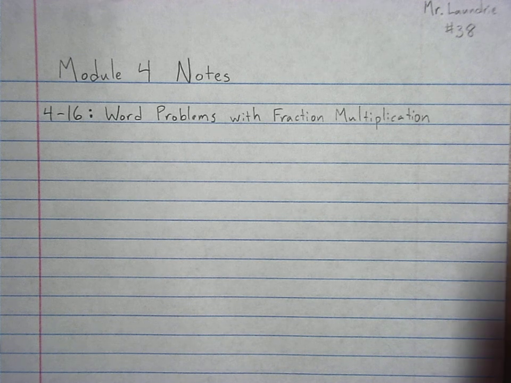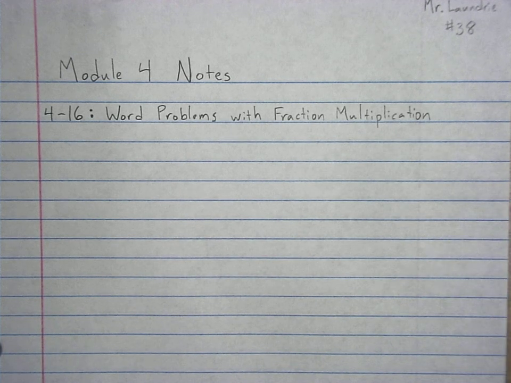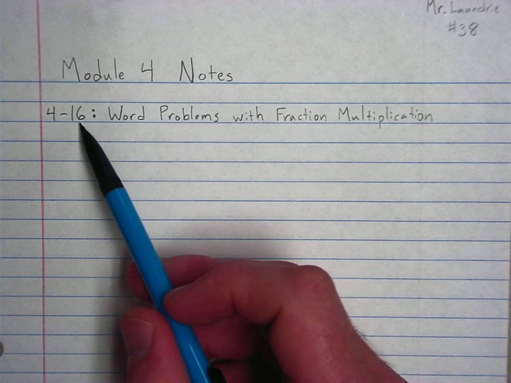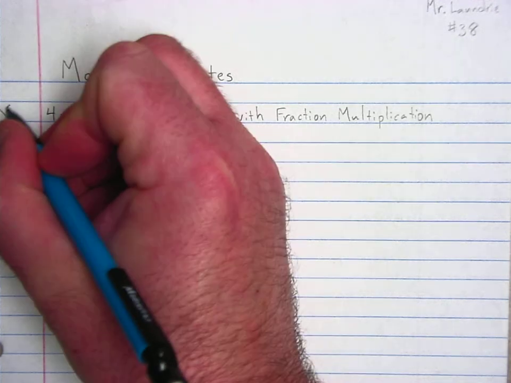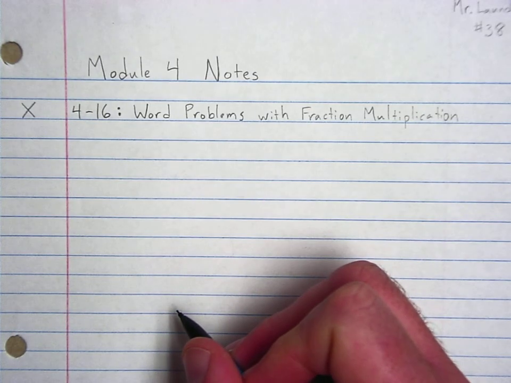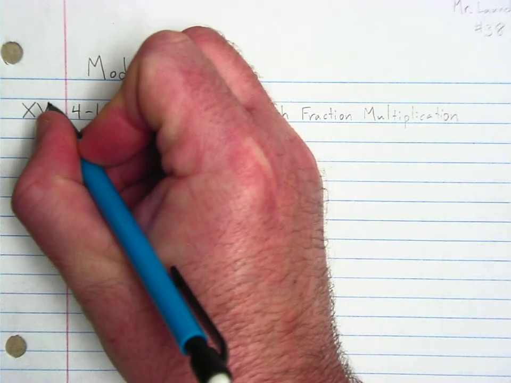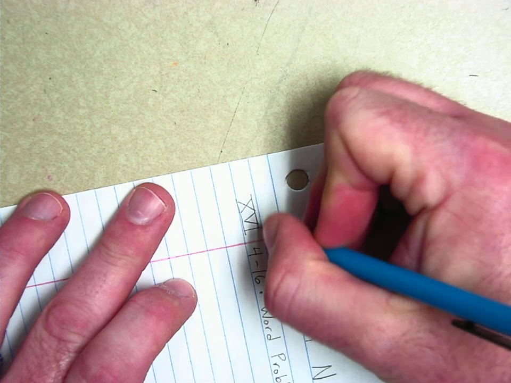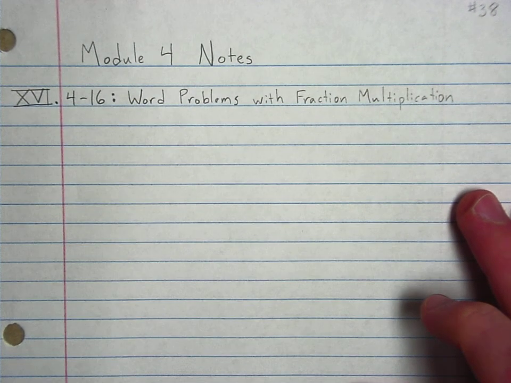Alright, ladies and gentlemen, we're going to continue with our Module 4 notes today by looking at word problems that use fraction multiplication. This is going to match up with Lesson 16. So our Roman numeral will need a 10. Plus 5 more is 15. Plus 1 more is 16. So Roman numeral 16, word problems with fraction multiplication.